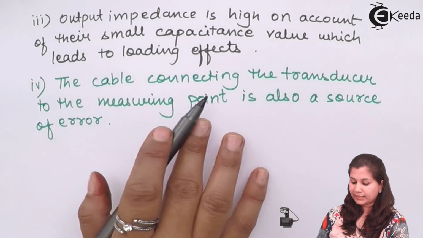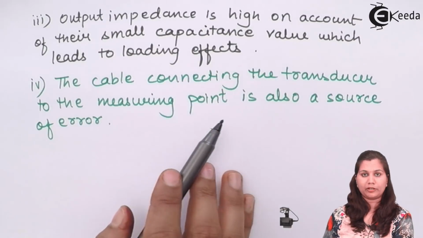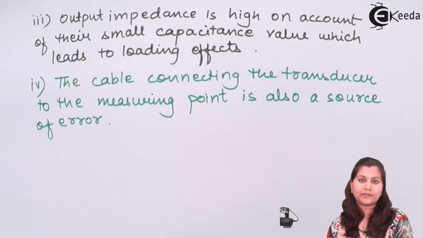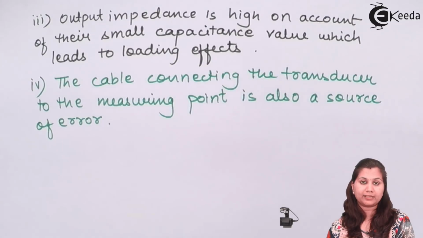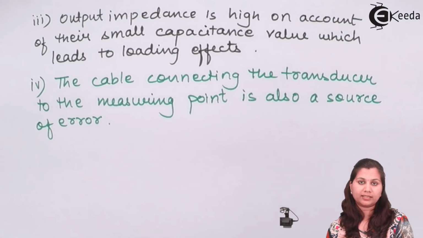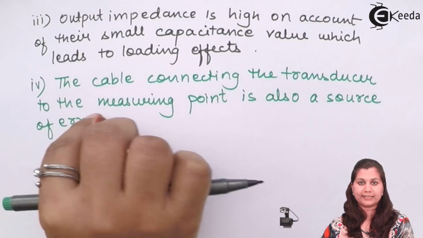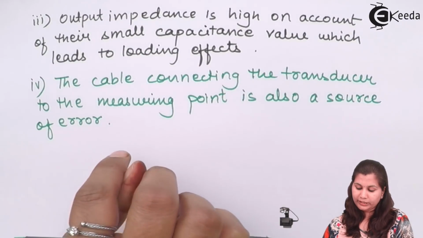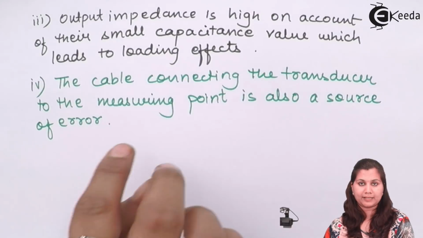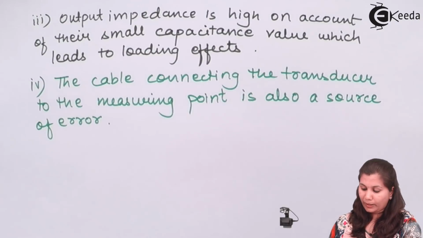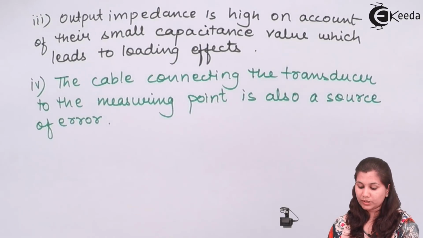Now the cable which is connecting the capacitive transducer to the measuring point is also a source of error, because this cable is also going to have some impedance value. So that impedance value will be added in the value of the capacitance, and when we are measuring the changes in the capacitance, there will be an error in the measurement due to the impedance value of these cables, the connecting leads also. So this also leads to an error in the case of capacitive transducers. So these are some of the disadvantages of the capacitive transducers.